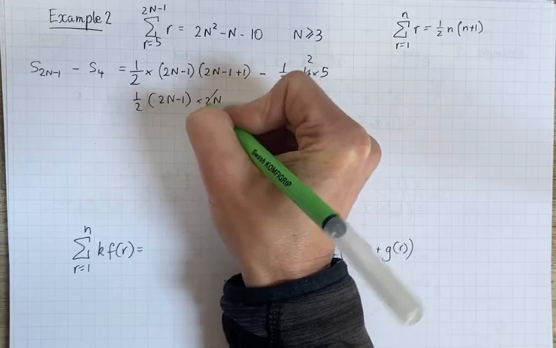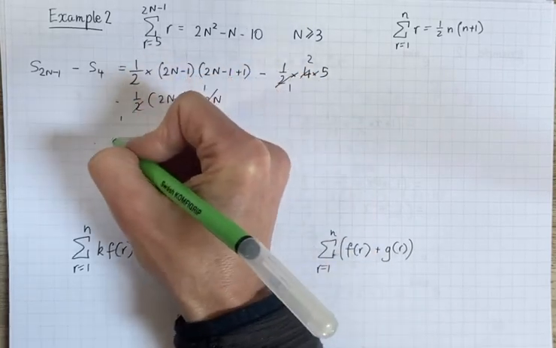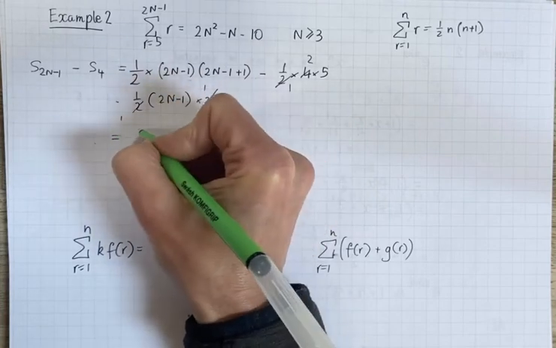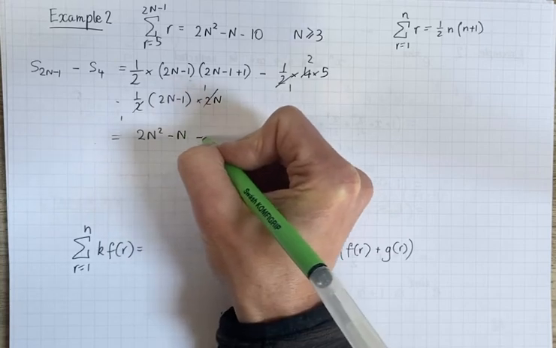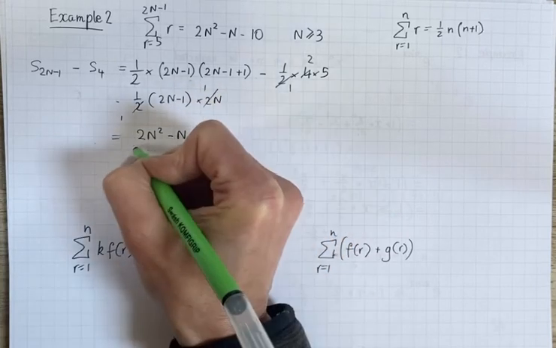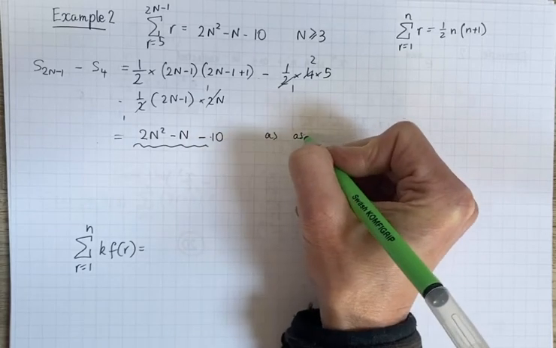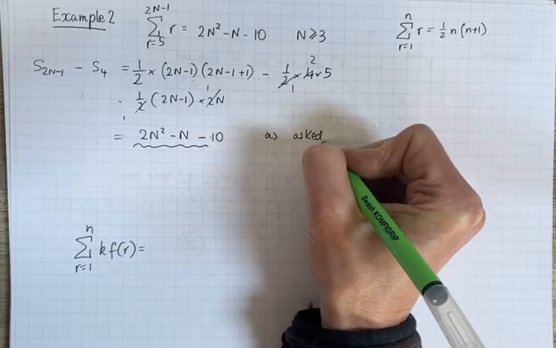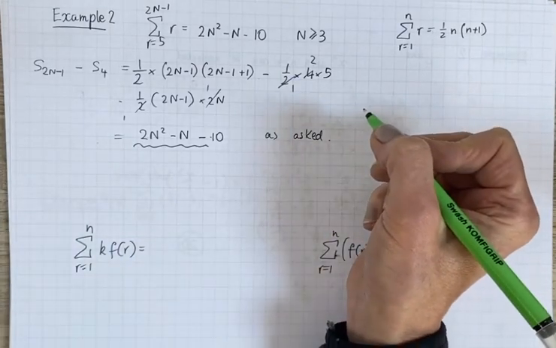So the 2.5 cancelled. So we've got 2n times n, so it's 2n squared minus n minus 10, as asked. Okay, so let's have a look in general.